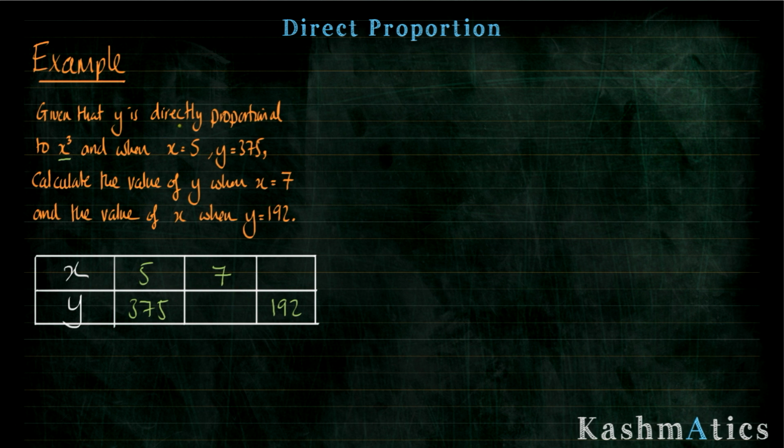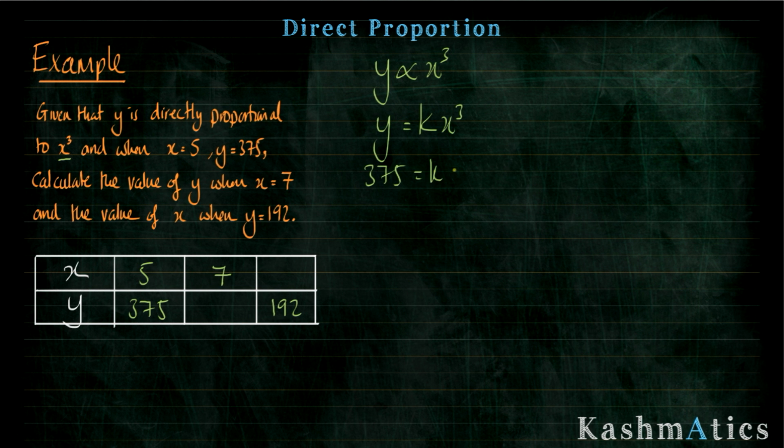So by now, you should be able to work out how I'm going to write this relationship. So it's going to be y is proportional to x cubed, which means y is equal to kx cubed. So hopefully you're able to work that out for yourselves. And you should know what I'm going to do next. I'm going to plug in the values of y and x. So y is 375.